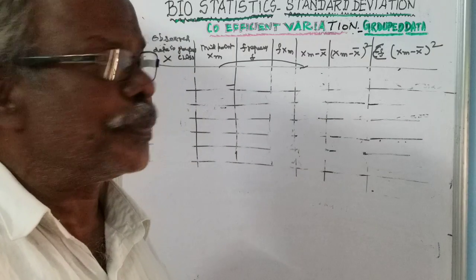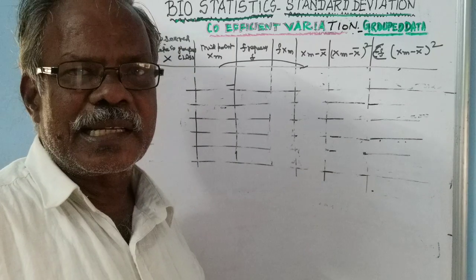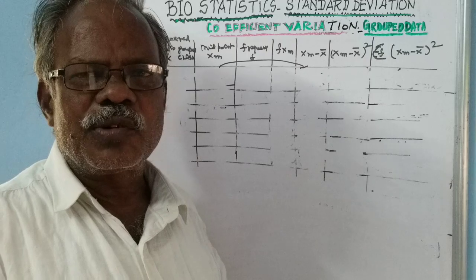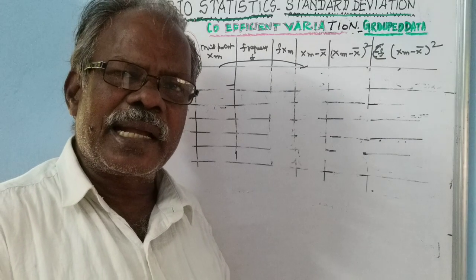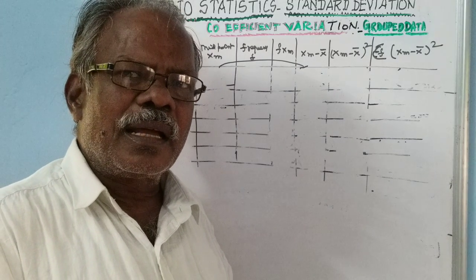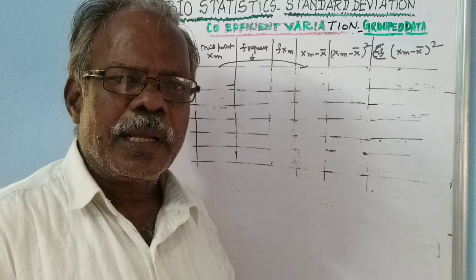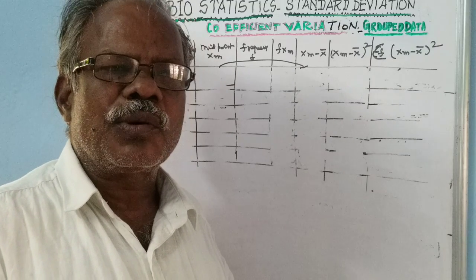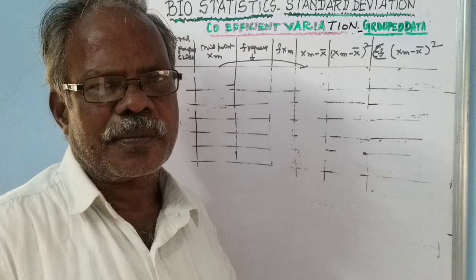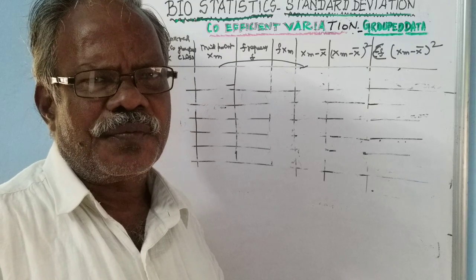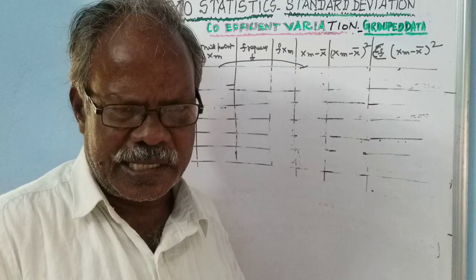Today let us take up biostatistics, in which we are going to see how to calculate the standard deviation for grouped data, and also how the coefficient of variation is calculated. So first we will see what is meant by standard deviation.